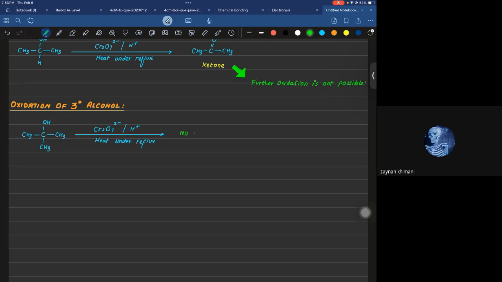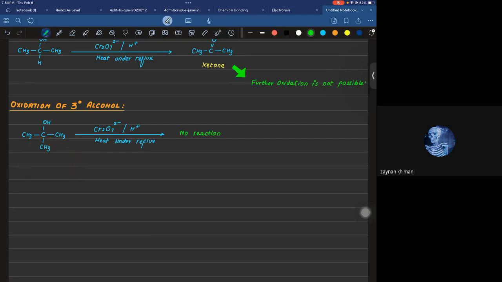So no reaction. I am saying that for oxidation, hydrogen should be there so that I can remove it, because oxidation is the removal of hydrogen. There is no hydrogen on this carbon atom. That's why again the oxidation is not possible.